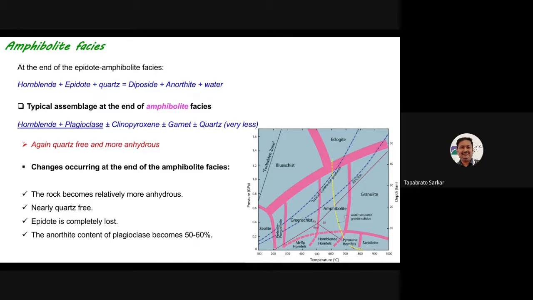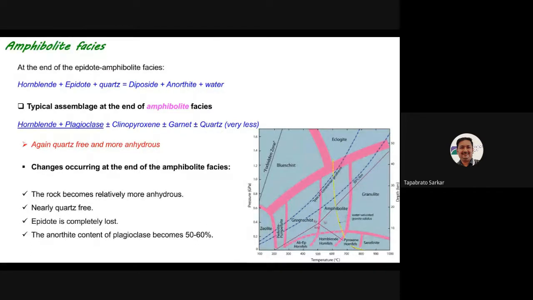So in the greenschist, the anorthite was only 3 to 5%. When you entered the amphibolite facies around 500 degrees centigrade, it was around 15 to 18 to 20%, and then you reach around 700 degrees centigrade at the end of the amphibolite facies. The anorthite content of plagioclase is nearly 50 to 60%. So there is a constant increase of the anorthite content of plagioclase. So it becomes more calcium and aluminium rich.